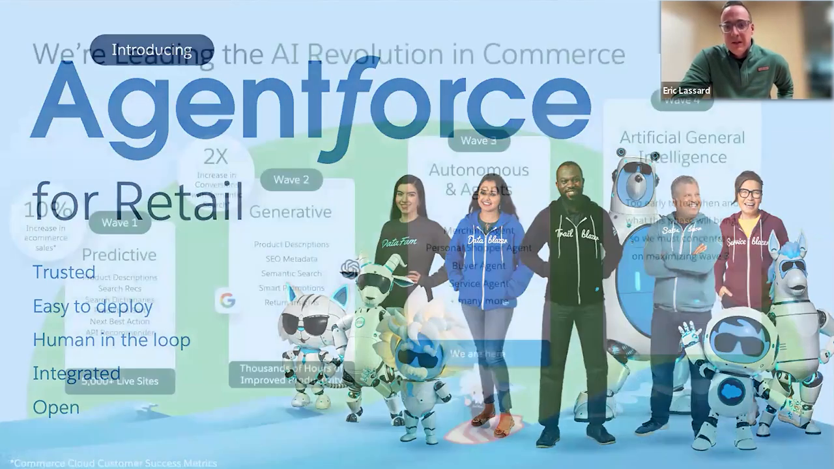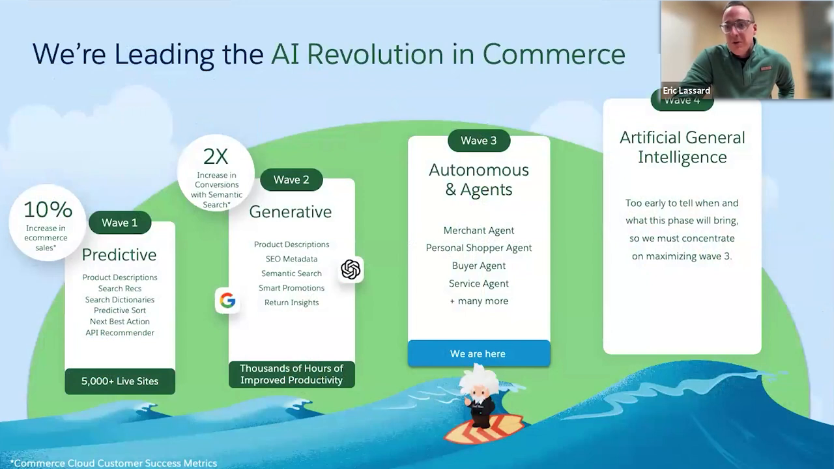So next slide, Rob. And while the term Agentforce is taking Salesforce and our ecosystem by storm, it's really a continuation of our AI strategy that we've been winning in commerce. I've been with Commerce Cloud for 8 years, and I was really part of wave one, predictive AI, when we launched product recommendations for Commerce Cloud. And today we have over 5,000 live sites that are using predictive AI here at Commerce Cloud.